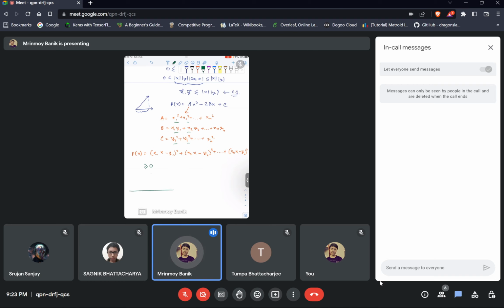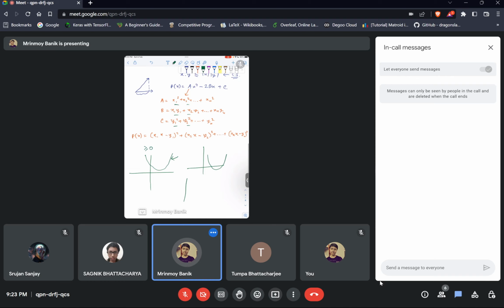Whenever we have a quadratic which has roots only in the positive reals, then how should its plot look like? So it should look like something like this. Quadratics in general have a parabolic graph. So either it can be this, or it just touches, like this.